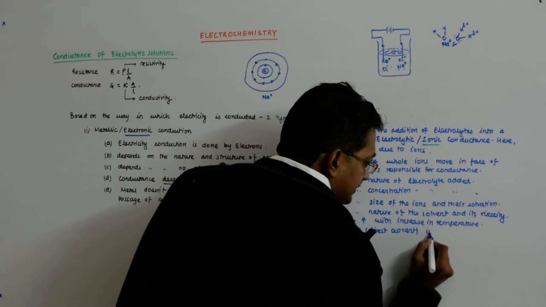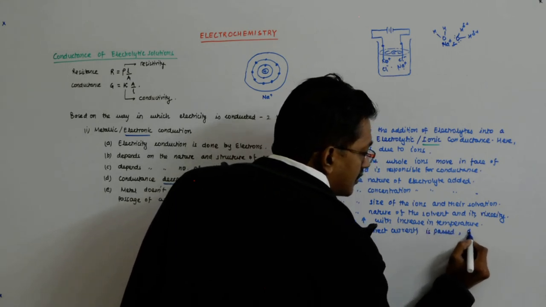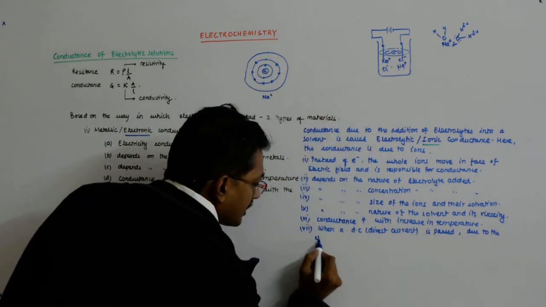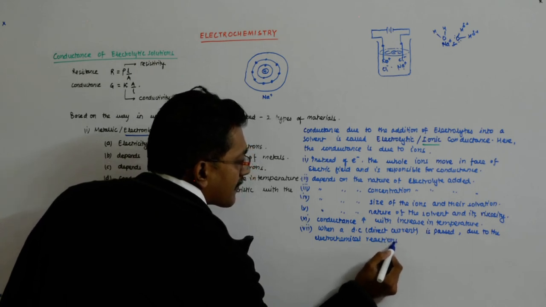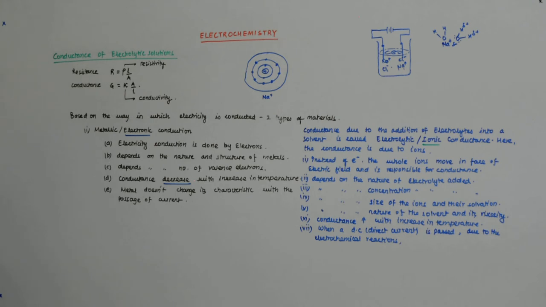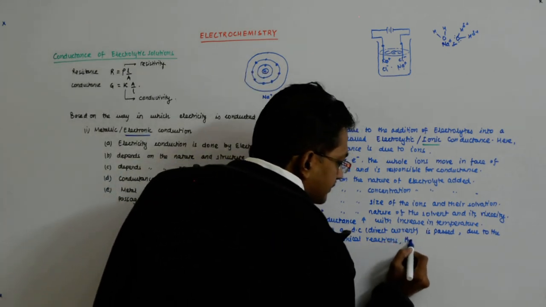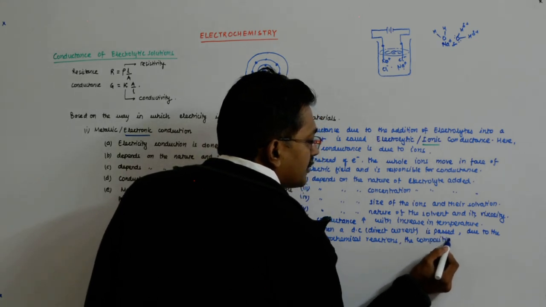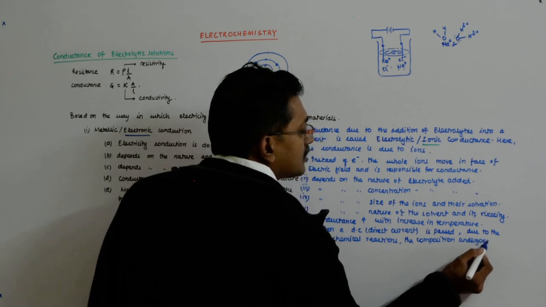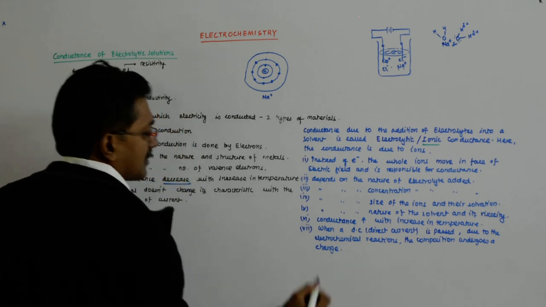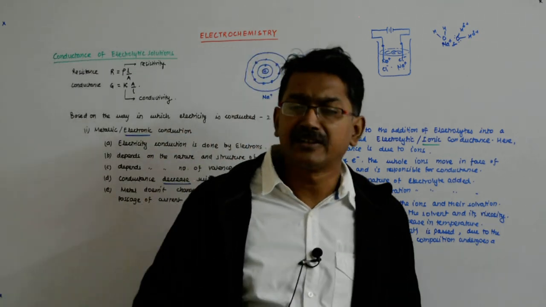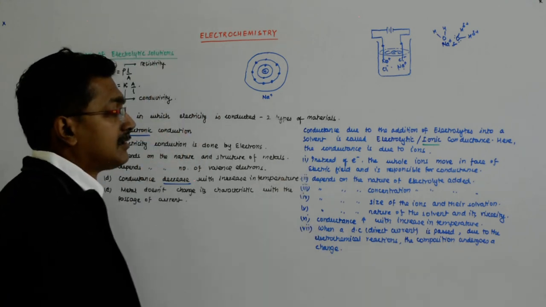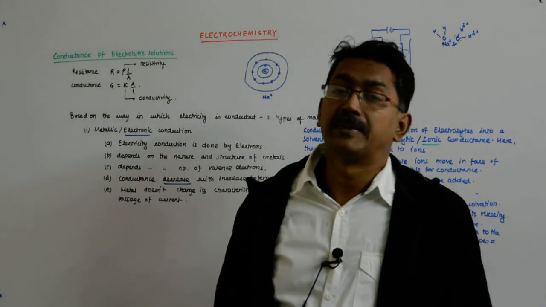So when a DC is passed, due to the electrochemical reactions, the composition undergoes a change. Here it was not changing. The metal does not change even after a prolonged use. Copper remains copper. But here, due to some reaction, they'll change their nature if you do that over a long period of time. Fine?